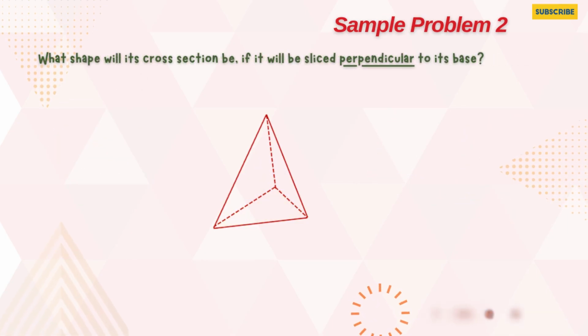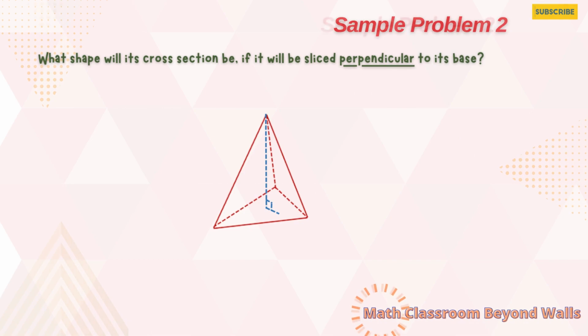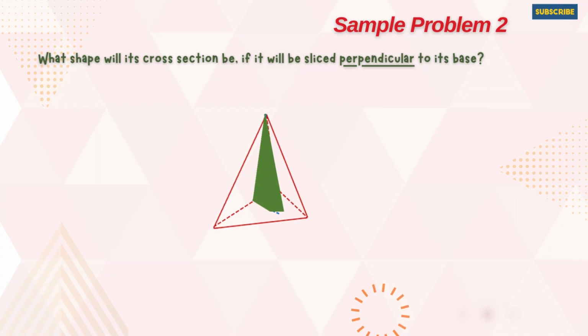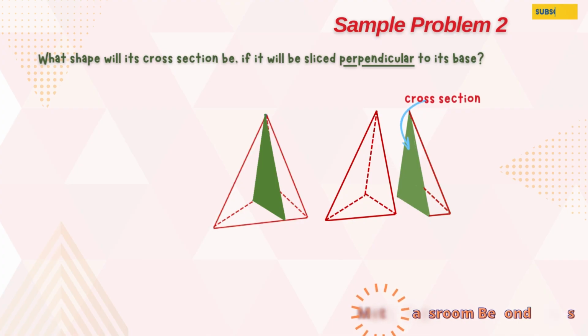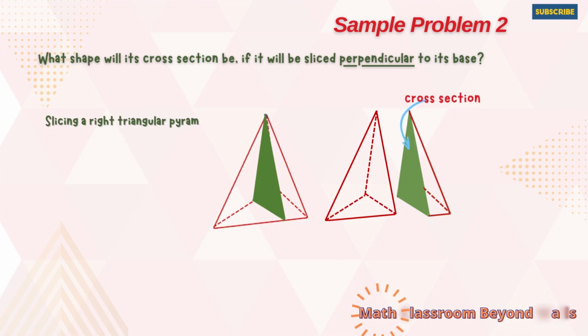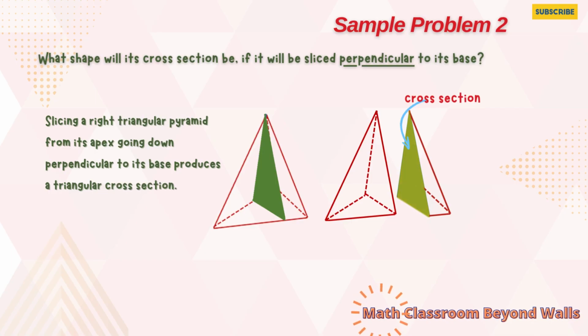Okay, there you are. Now, how about slicing the right triangular pyramid from its apex going down perpendicular to its base? What will be the shape of its cross-section? Let's go and find out. Okay, so slicing the same right triangular pyramid from its apex going down perpendicular to its base produces a triangular cross-section. Did you see that, learners? There you are, learners. I hope you acquired lots of learnings in today's video.